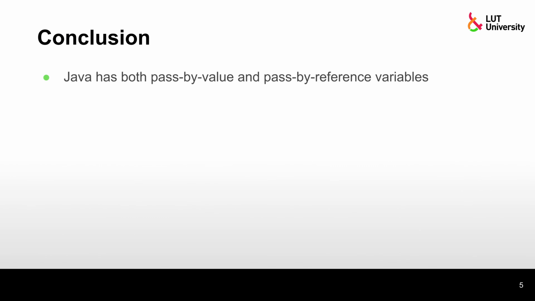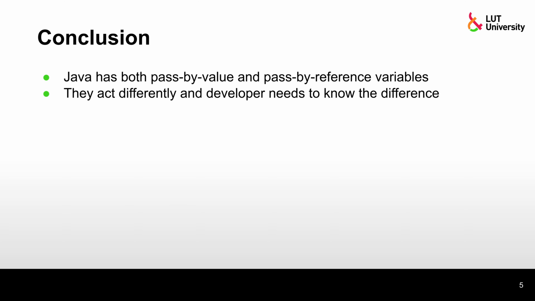So there are differences between the variables based on what type they are. As a conclusion, Java has both pass by value and pass by reference variables. They act differently, and the developer needs to know the difference.